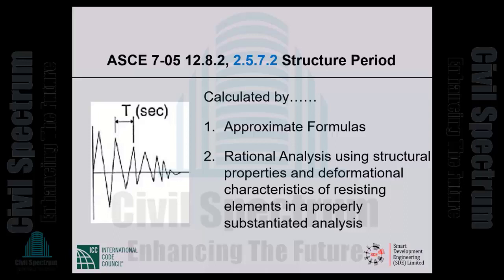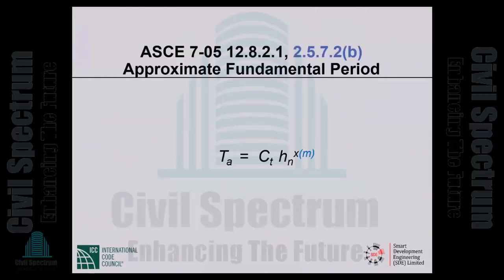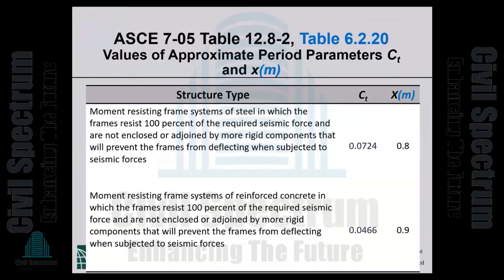So there is always a limit on rationally computed period. You can calculate as long as you want it to be, but you cannot use any larger than a multiplier times the approximate period. So that is the overall picture. The approximate period is now a coefficient times height. This is the structural height as defined, raised to the power a. The exponent is X in ASCE 7-05 and M in BNBC 2020. Okay, these are the coefficients.